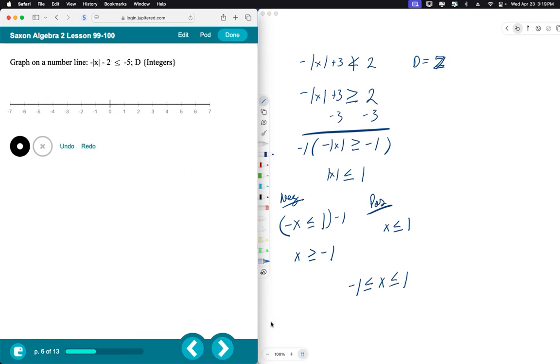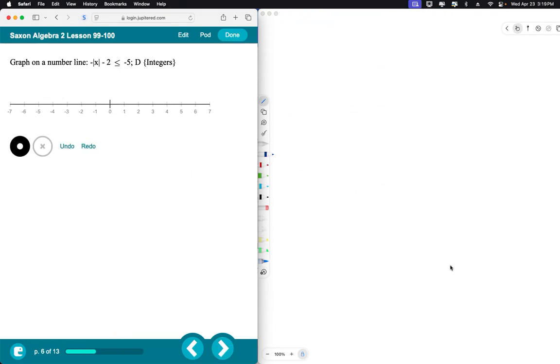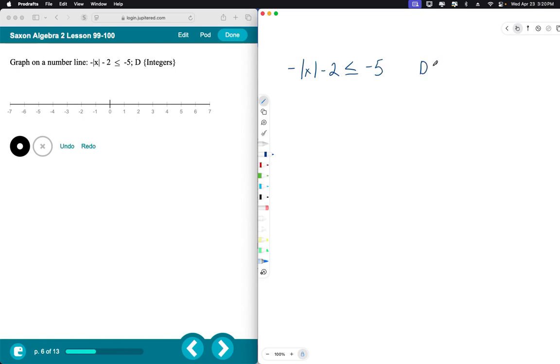All right, next problem. We've got another one like that. You can kind of see, when you do them quickly, how they're all the same. They're all the same process. We are writing it, making sure that this is not negated. Looking at the domain here, it's going to be integers again. You can just make that whatever you want, but it's integers. All right, so it's not negated, so we are just going to add 2 to both sides. Negative absolute value of x less than or equal to negative 3. Get rid of the negative sign.